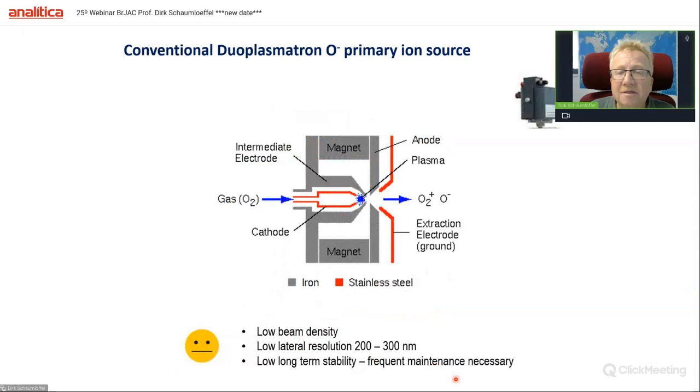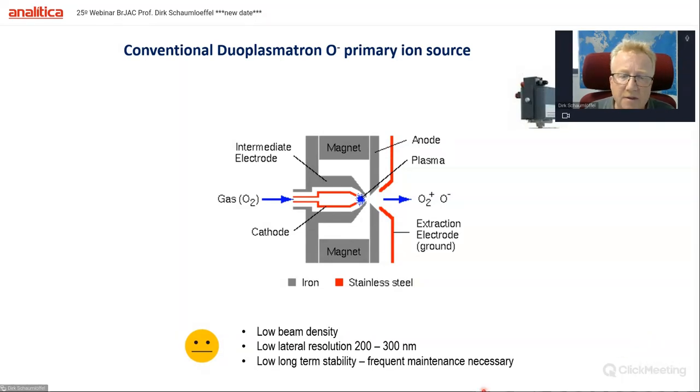The oxygen ion source is a little bit more complicated to create oxygen ions. The classical ion source used in SIMS was the so-called duoplasmatron primary ion source. I will not spend too much time on that. It is a plasma created here, creating these oxygen ions.